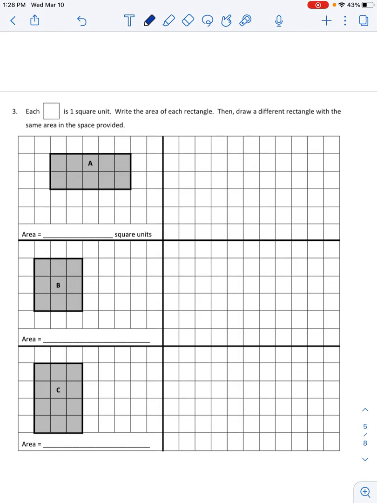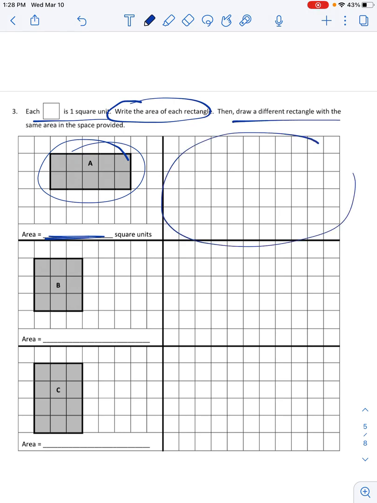Then page 2 looks like this, which is also similar to the one I did with you on the problem set. So each one is worth 1 square unit. You need to first write the area of the rectangle. So you first have to figure out the area and write it on the line. Then you need to draw another rectangle that looks different from this one. So it can't be the exact one, but it has to have the same area, meaning the same number of squares.